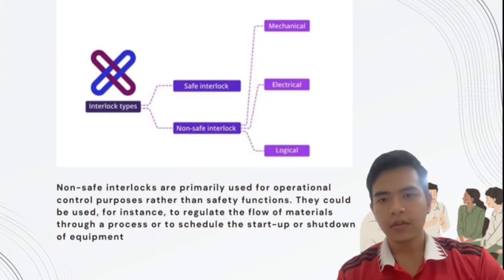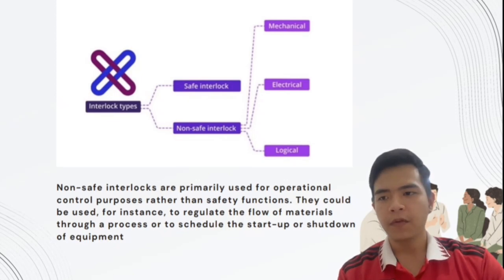Non-safe interlocks are primarily used for operational control purposes rather than safety functions. They could be used, for instance, to regulate the flow of material through a process or to schedule the startup or shutdown of equipment.